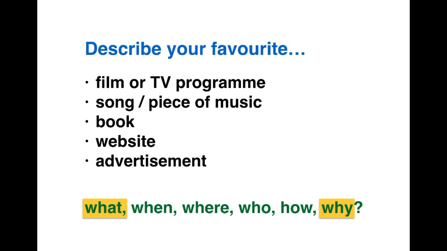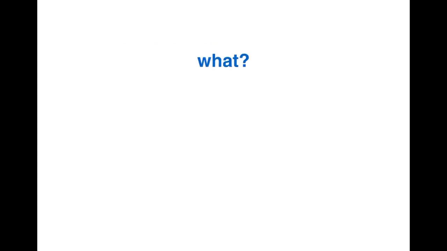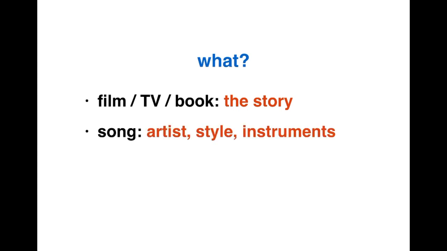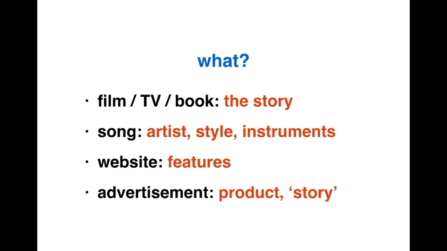Let's look at the what and the why for these topic areas so that you can see what I mean. If we take the what first, for a film, TV programme or book, you'll tell the story of what happens in this film or TV programme or book. On the other hand, if we're looking at a song, you might give information about the artist, the style, the instruments. For a website, I think you'll talk about the features of this website, what it does. And for an advertisement, you can talk about the product being advertised and perhaps the story, what happens in this advertisement.